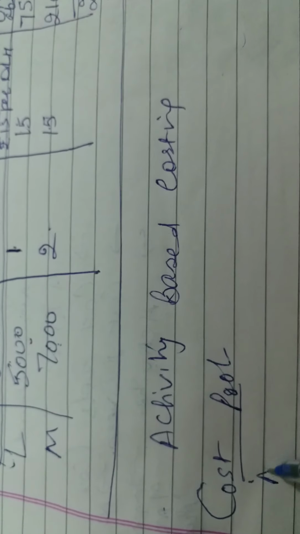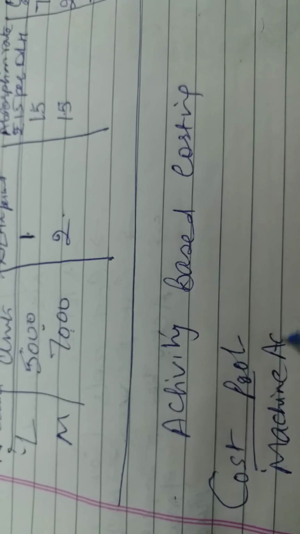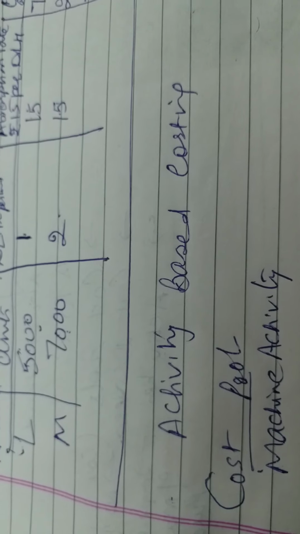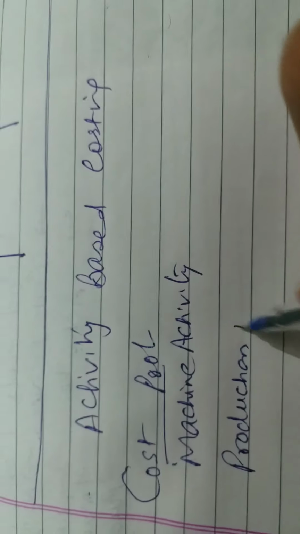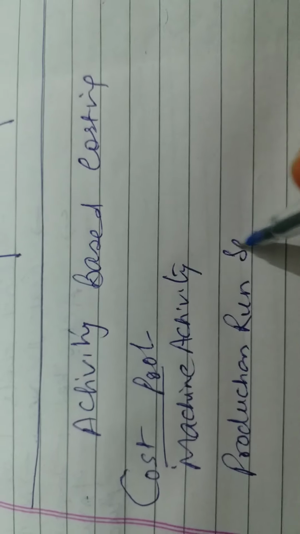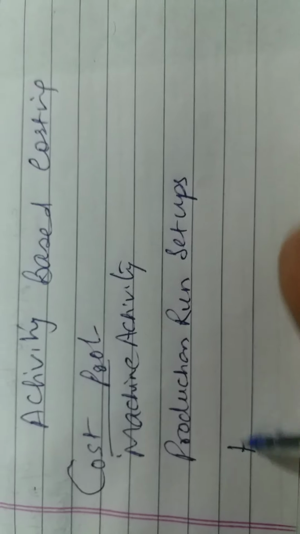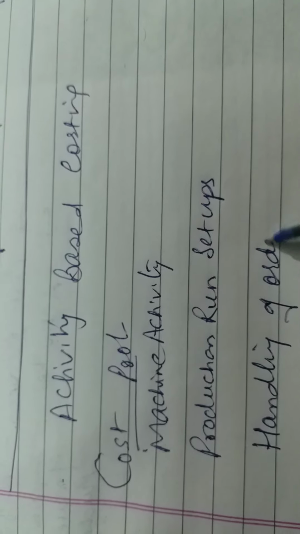First is the machine activity, the cost of machine activity. The second cost is production run setups, and the third cost is handling of orders. So this is the cost pool.